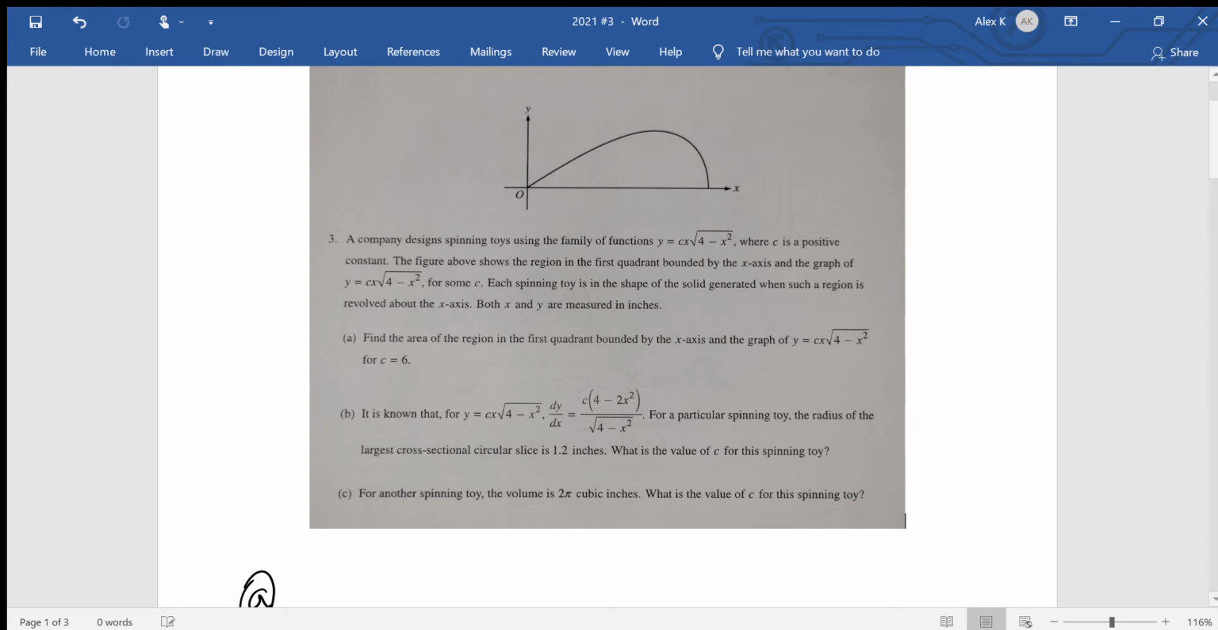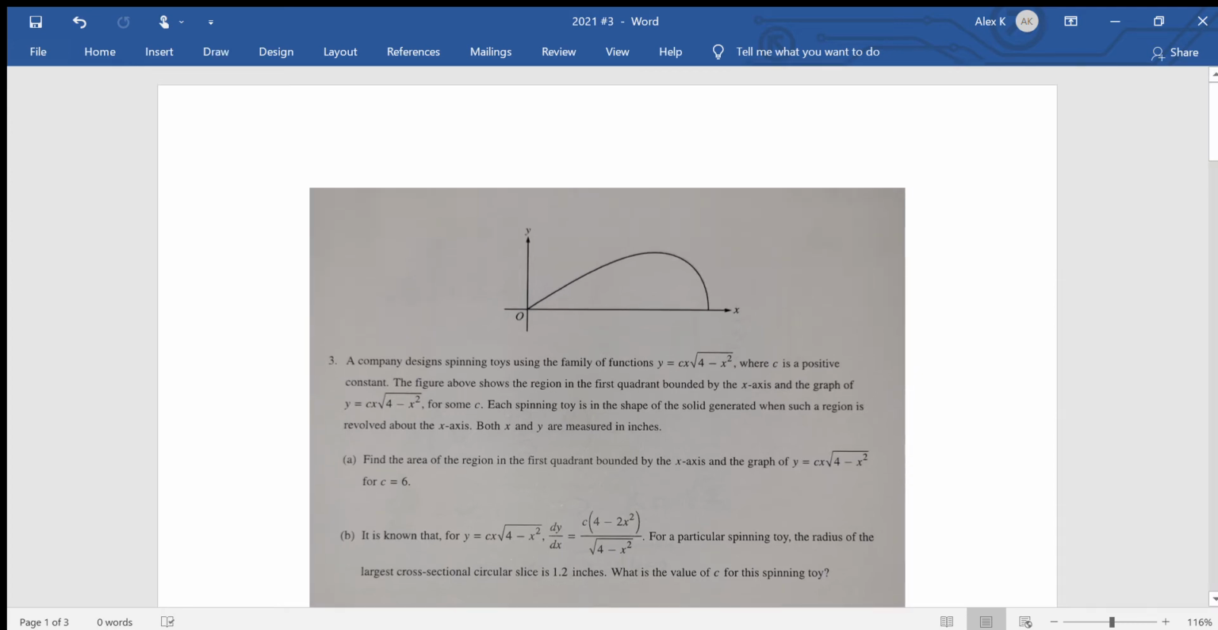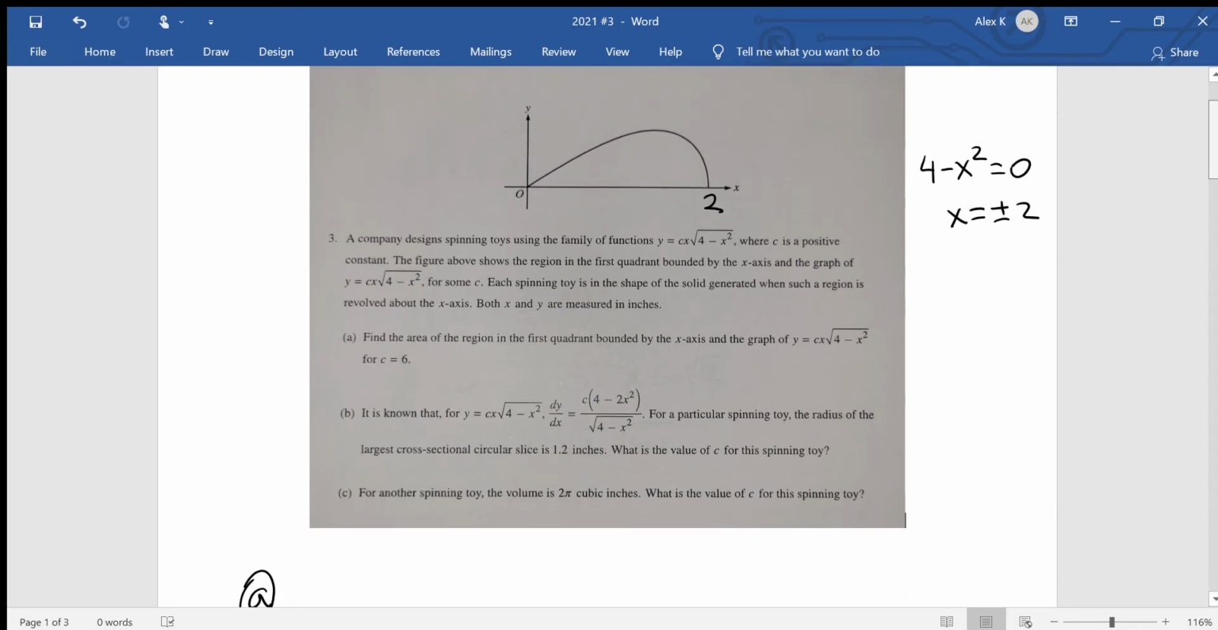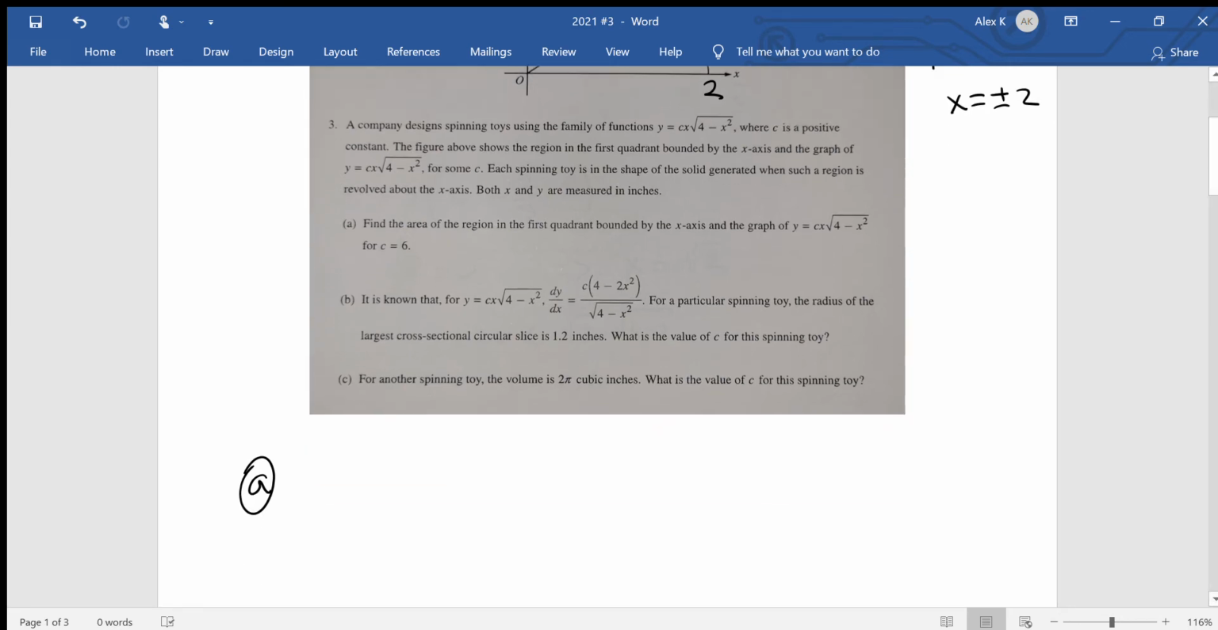I do want to notice right away that if you set 4 minus x squared equals 0, you're going to get x equals plus or minus 2, so this value here is going to be 2. So all these will have boundaries from 0 to 2 regardless of the value of c. Each spinning toy is obtained by revolving that about the x-axis, and x and y are measured in inches. The first question is, find the area of the region.